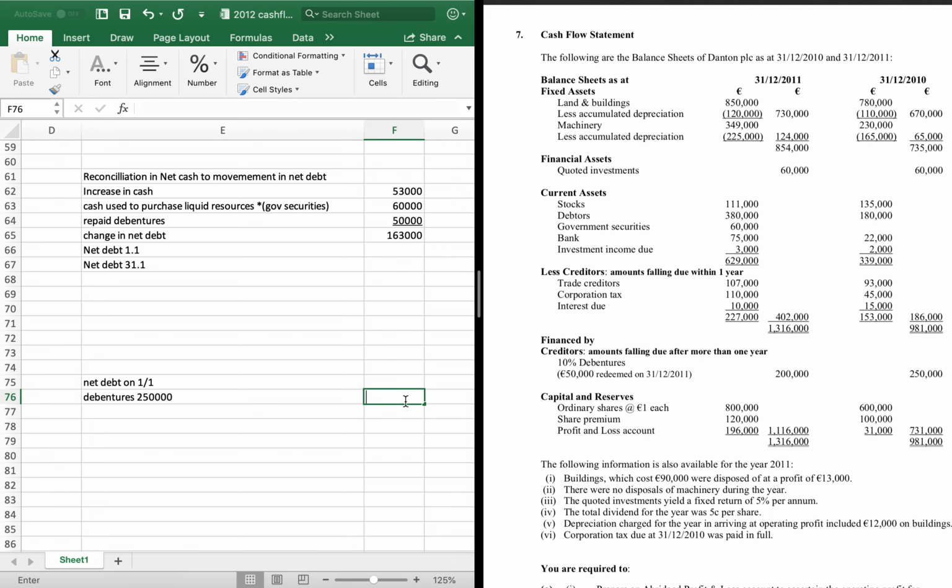I'll move that over here. 250,000. Then let's look up. Do we have any bank overdraft? If we do, that would be net debt. Okay, we don't.